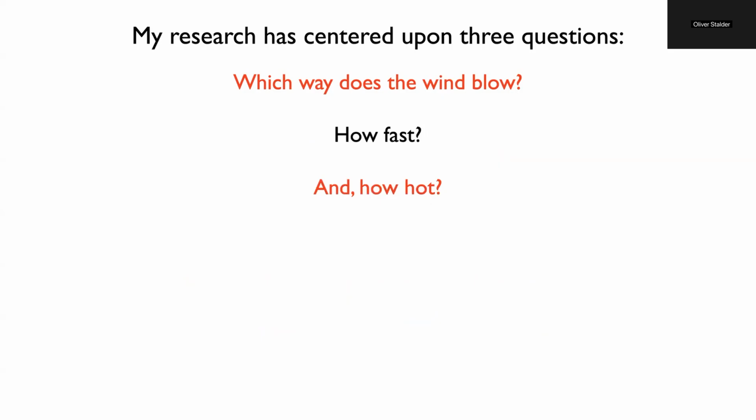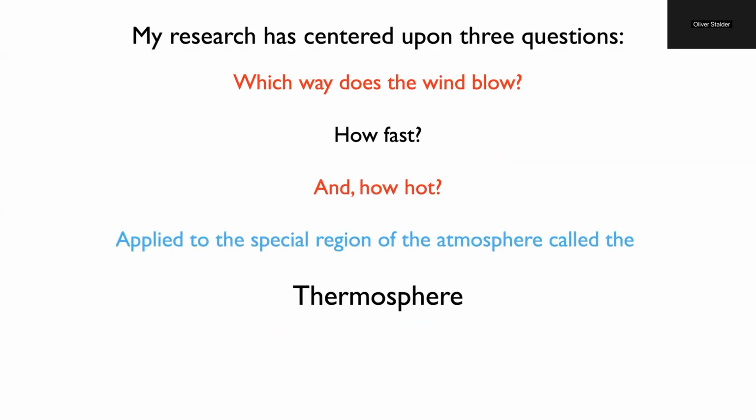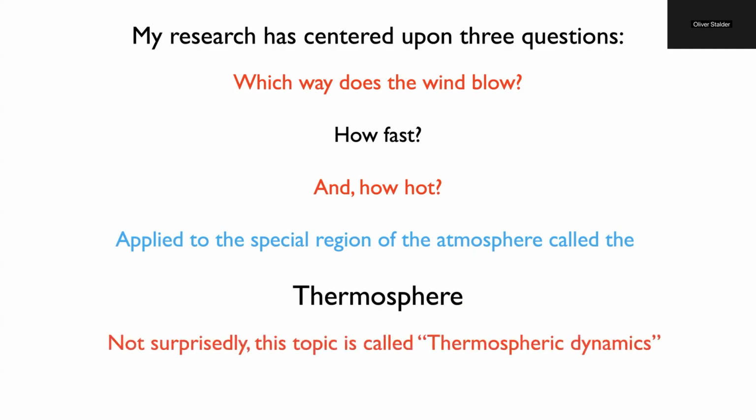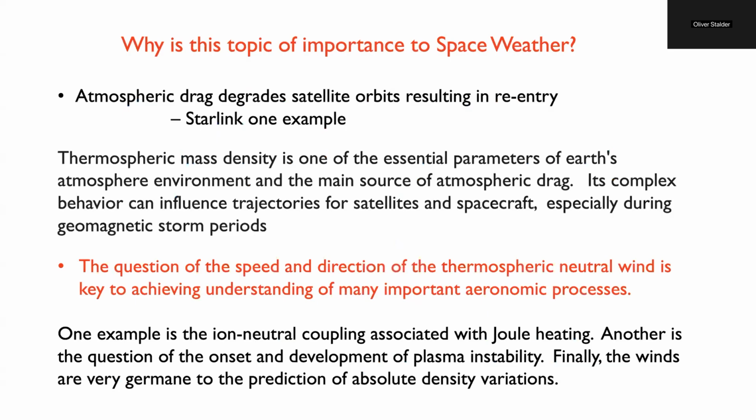So my research is centered on three questions: which way the wind blows, how fast, and how hot. All this put together is applied to a special region of the atmosphere called the thermosphere. I thought I would start the lecture with a bit of an introduction to this area of thermospheric dynamics. So let me address the question, why is this topic of importance to space weather?